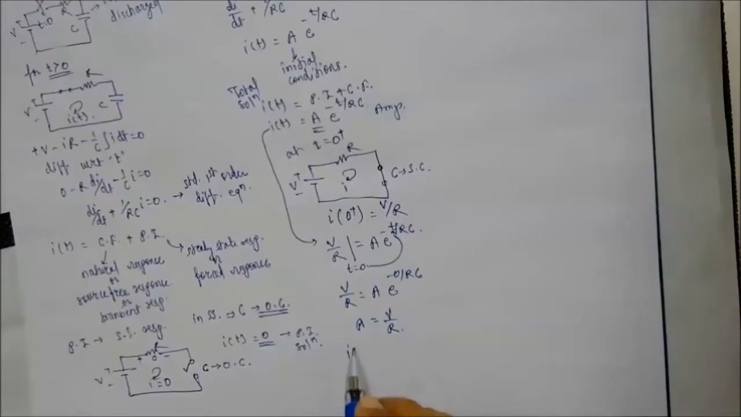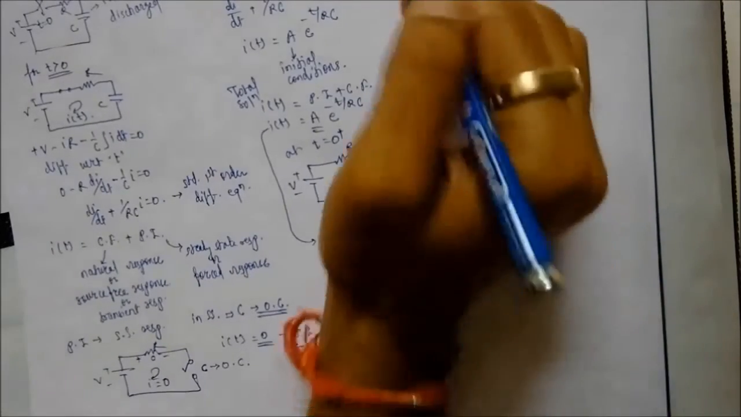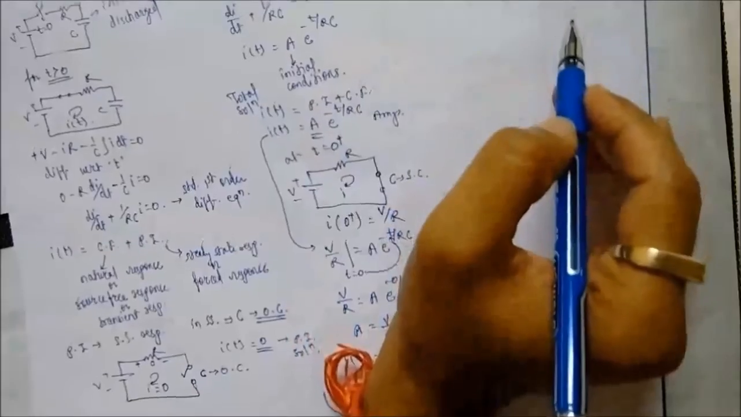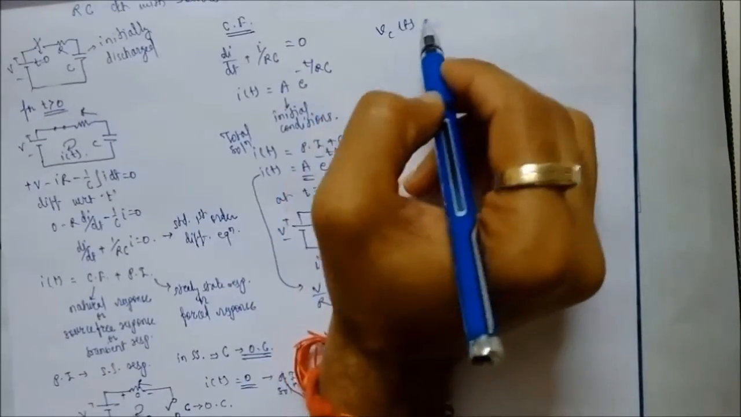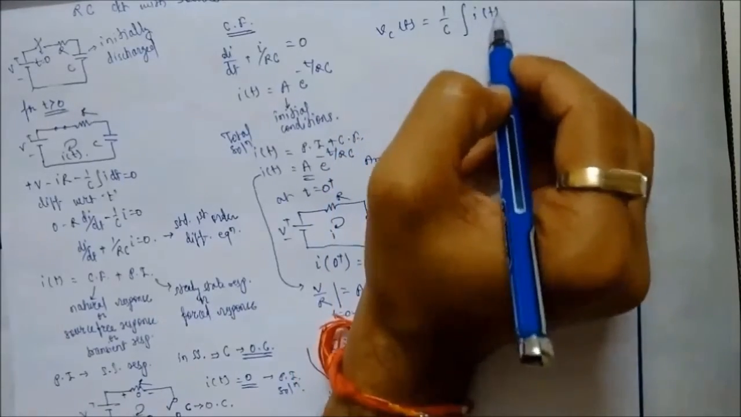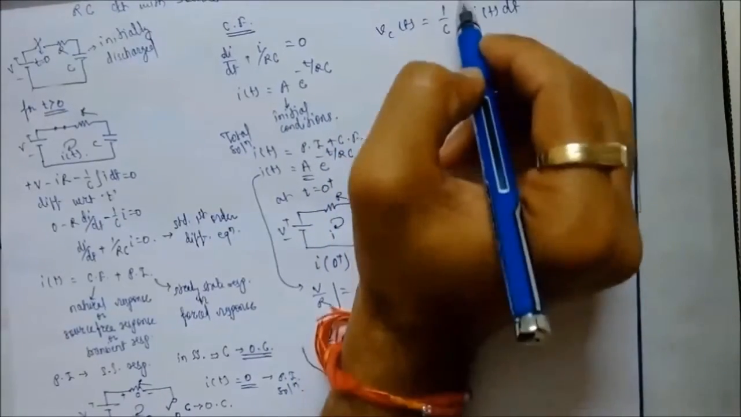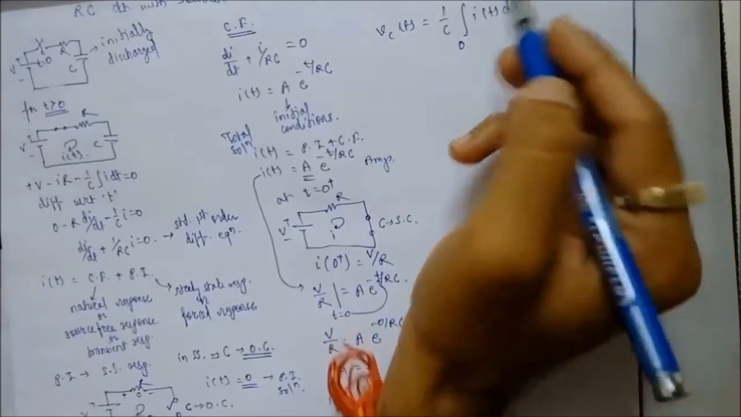So what is the value of i that we get? V by R e to the power minus t upon RC amperes. This is the value of current. Now we will find out the value of capacitor voltage, which is equal to 1 by C integral i(t) dt, integration from 0 to t, because we are applying voltage at t equal to 0.